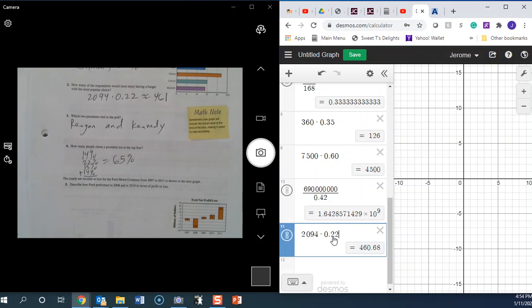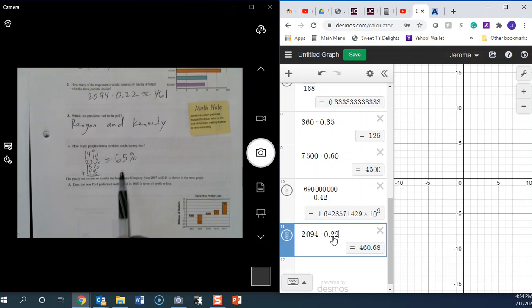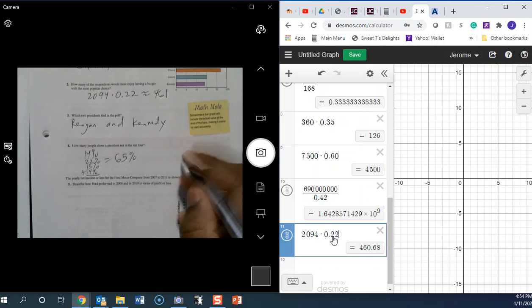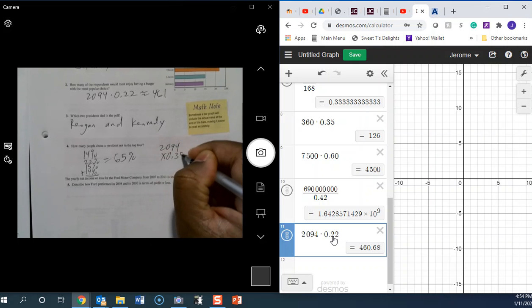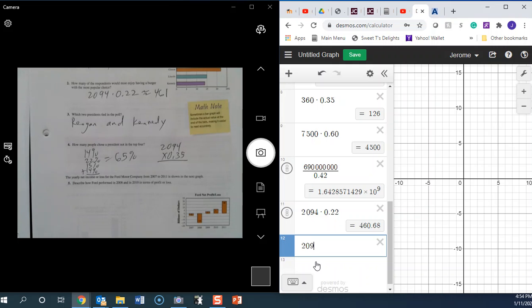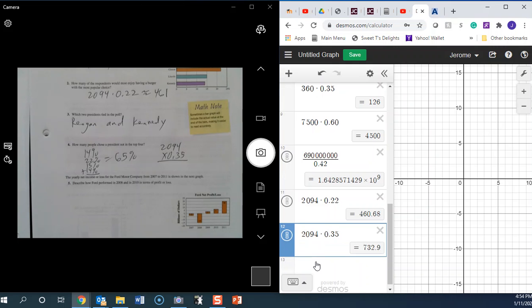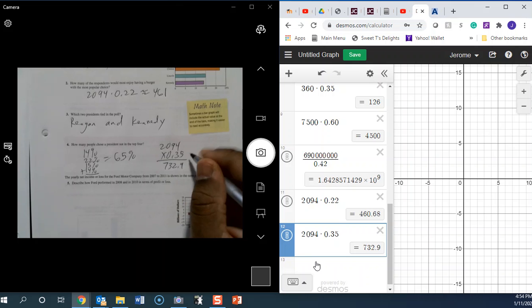So that means that if 65% voted for the top 4 vote getters, 35% voted for other presidents. Because remember, if everybody voted for the top 4 vote getters, it'd be 100%. So we would take 65% from the 100%, which would be 35%. So we had 2,094 times 0.35, which when we round it off gives us 732.9, which we'll round off to 733.